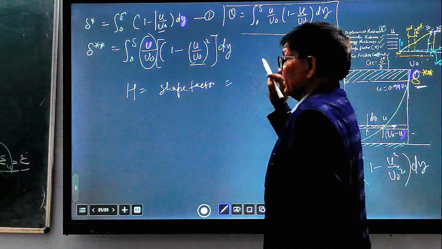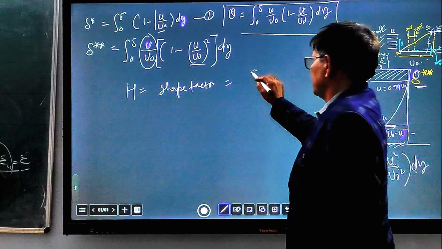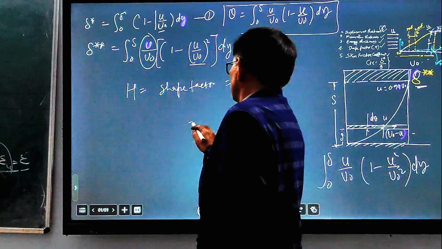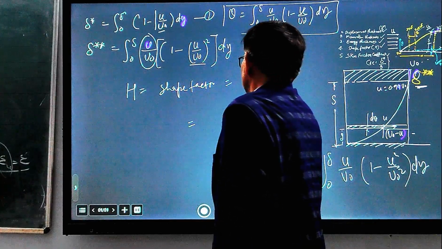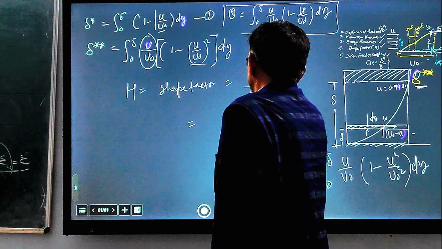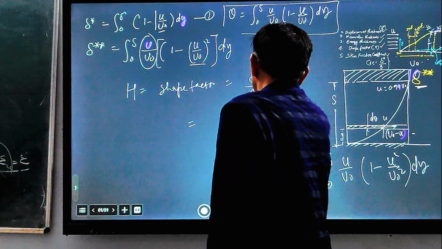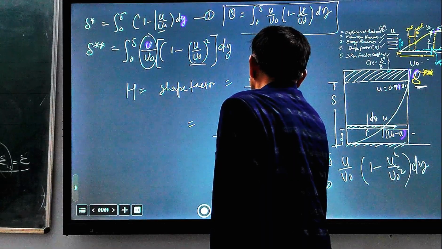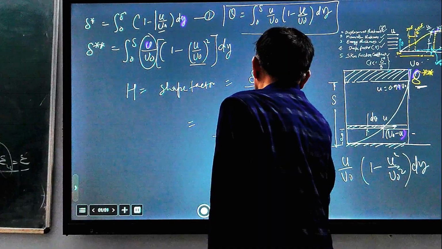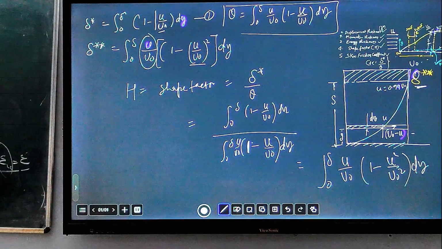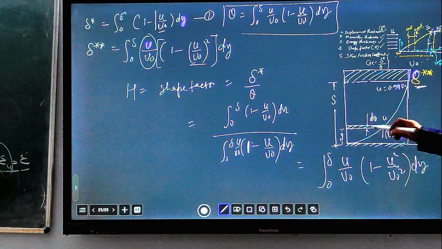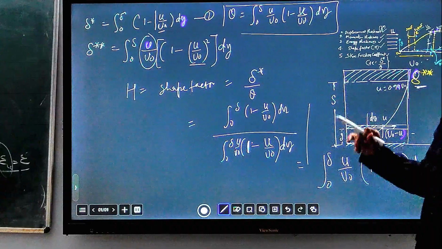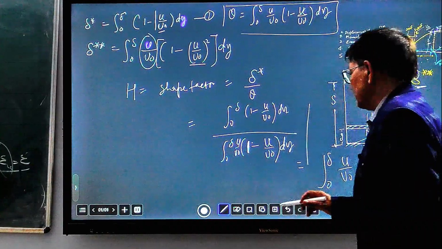That is equal to the ratio of displacement thickness to momentum thickness. Displacement thickness to momentum thickness means you can put here the value integral 0 to delta of (1 minus u upon u naught) divided by integral 0 to delta of u upon u naught times (1 minus u upon u naught) dy. So this is the shape factor. This you will always find is a dimensionless number.